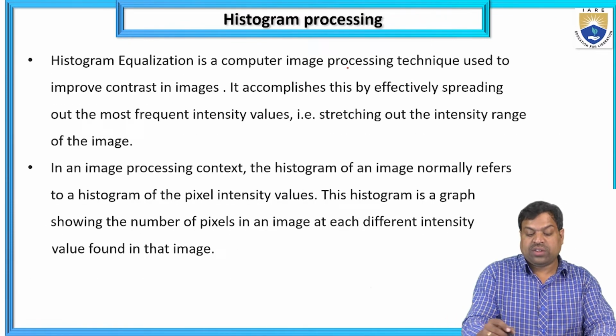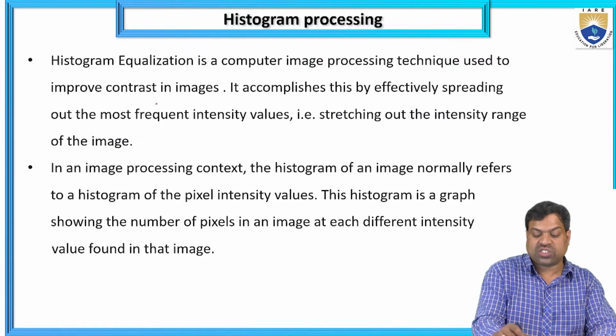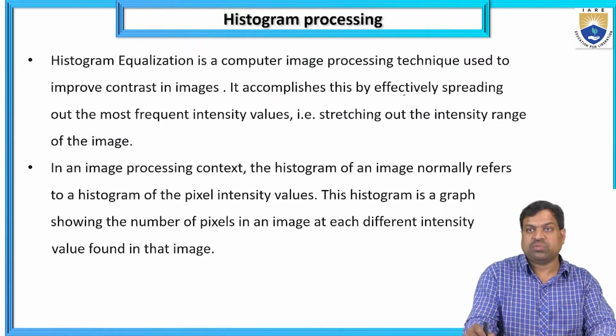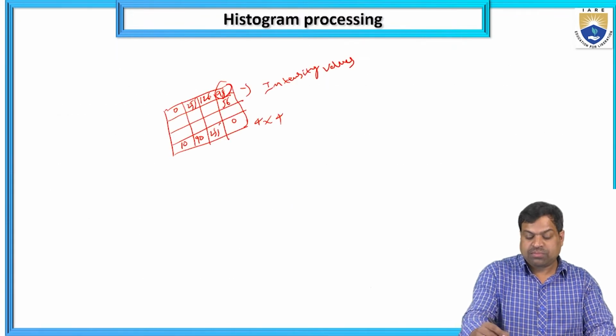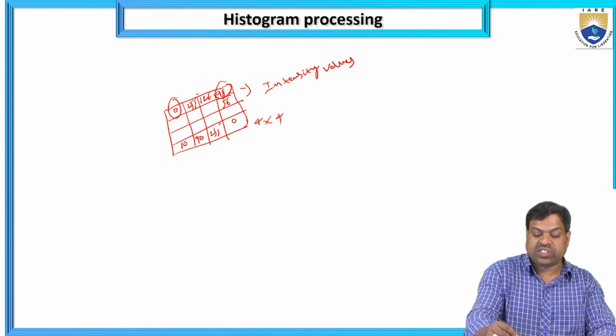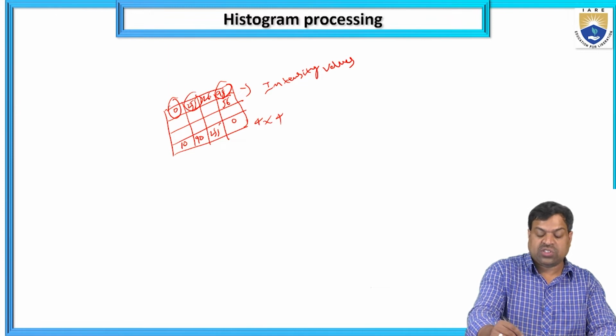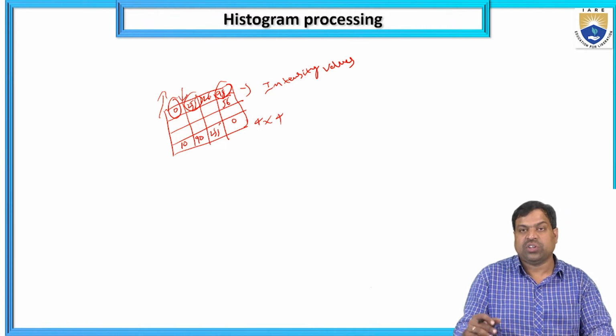Histogram equalization is a computer image processing technique used to improve the contrast in an image. It accomplishes this by effectively spreading out the most frequent intensity values, that is, stretching out the intensity range of the image. Suppose these intensity values are there. Suppose 0 means low intensity and 255 means high intensity. I want to increase some of these intensity values, and I have to decrease others. Why? Because I need more contrast.